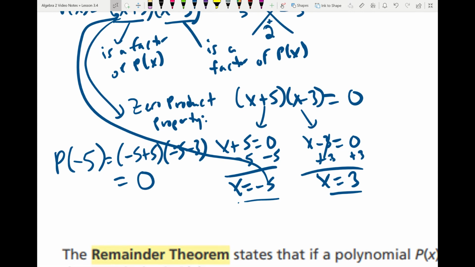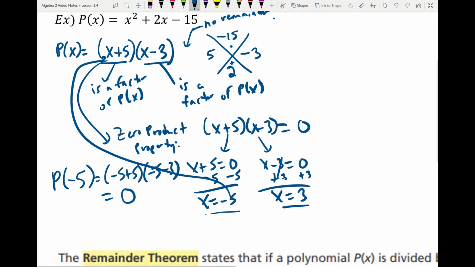This is one of the theorems, right? So one of the theorems that we're going to talk about is if you plug in negative 5 or any number into the polynomial and you get 0, this means that the number that you plugged in is related to a factor of that polynomial. So in the case of negative 5, the factor was x plus 5. In the case of 3, the factor is going to be x minus 3. And this is key.